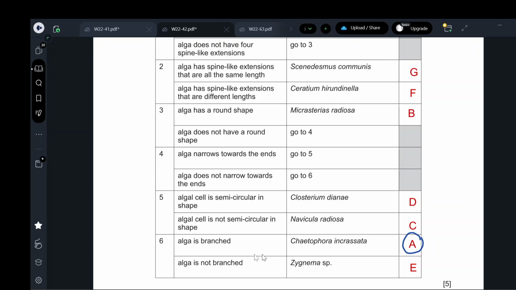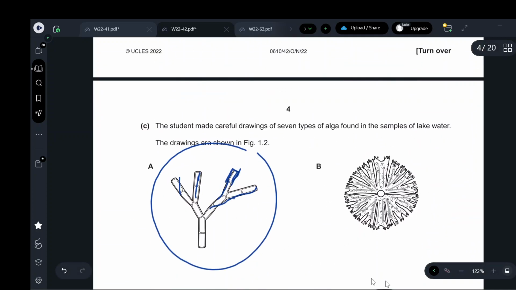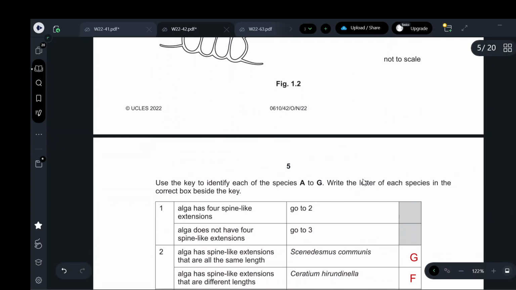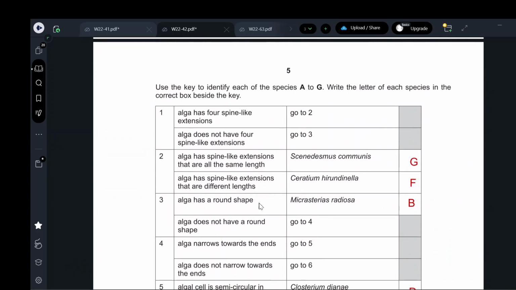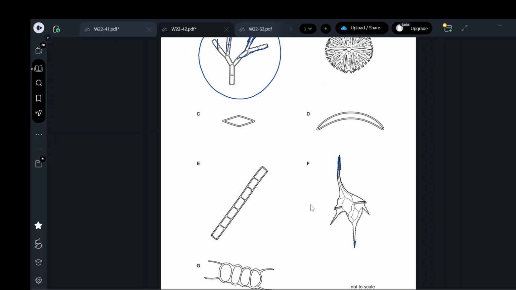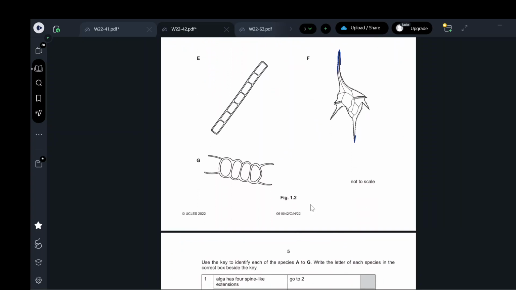Let's solve another one. This one. Does it have spine-like extensions? No. Is it round? Yes, it is round. Then I will write B. And then you will complete the rest of the pictures. Follow the key to write each letter in front of the correct name.